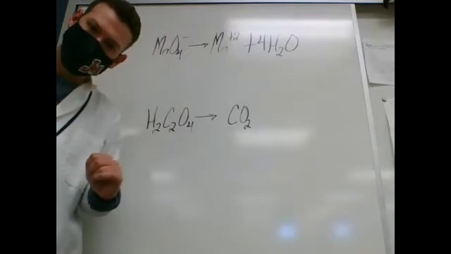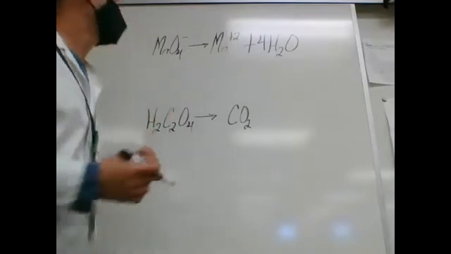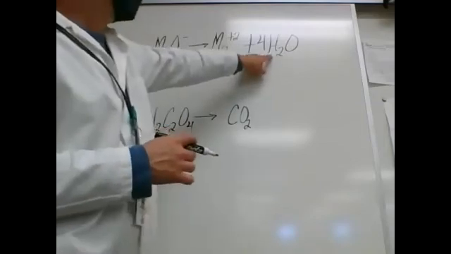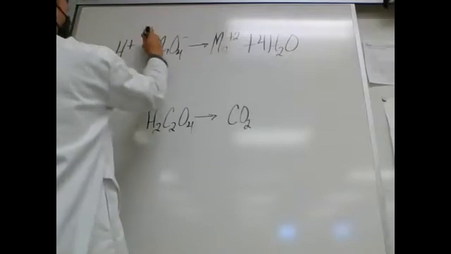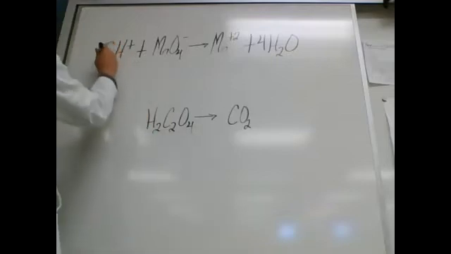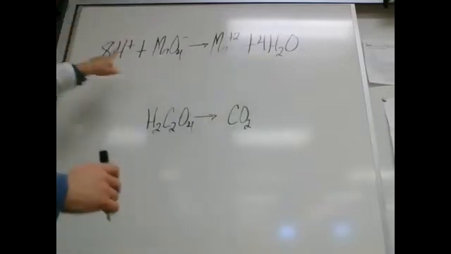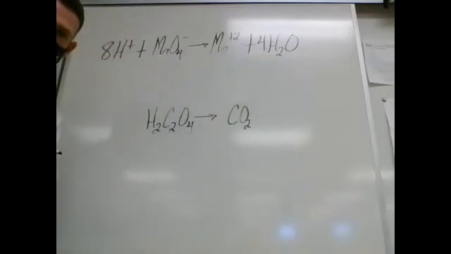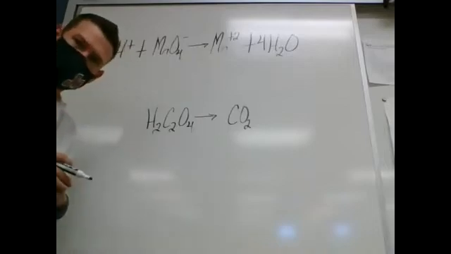Step 4, add hydrogens to the side that needs hydrogens. See how we have a bunch of hydrogens over here? Let's fix them. Let's add some hydrogens over here. How many do we need over here? Nope, 8. Yep, there's 8 and there's 8, hooray. Now the hydrogens are fixed. I'm just going straight down the steps.